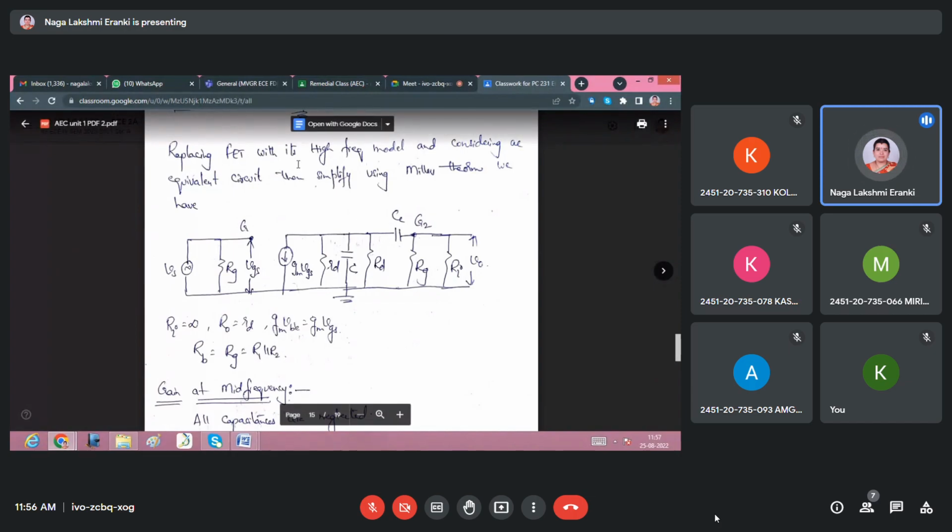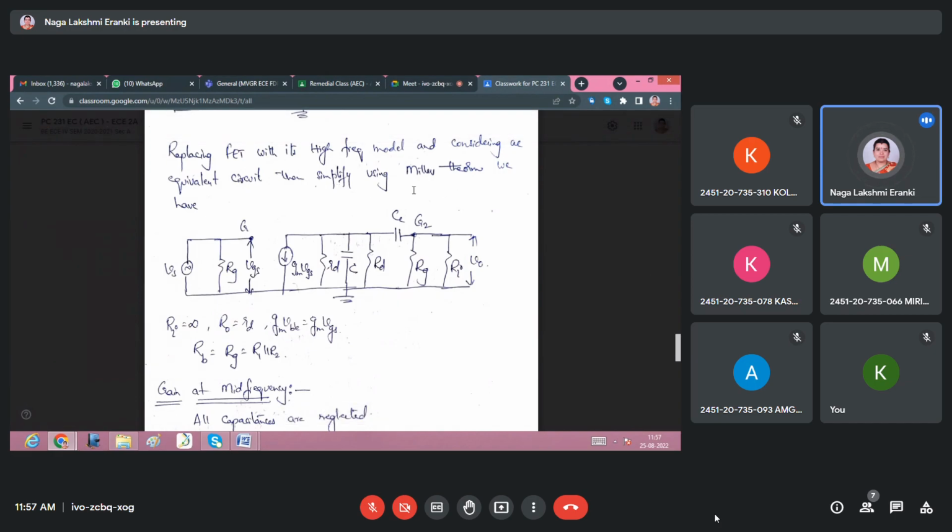Replacing the FET with its high frequency model and considering the AC equivalent circuit, then simplifying using Miller's theorem, we have this.